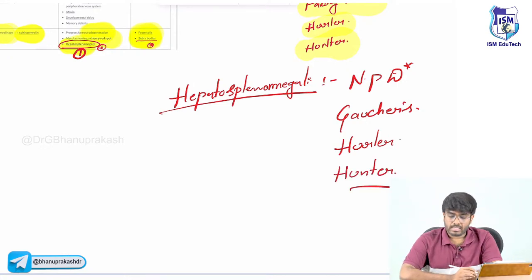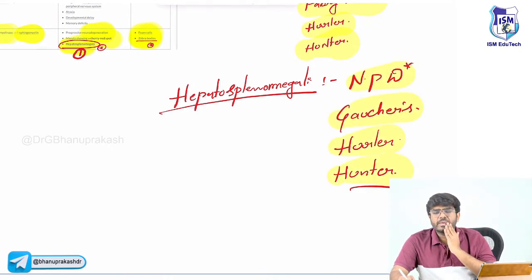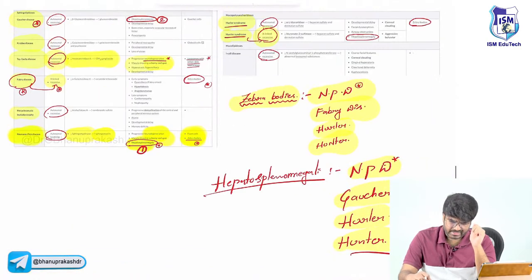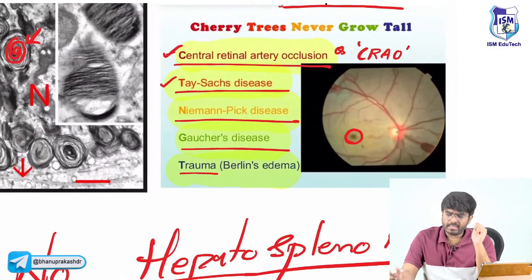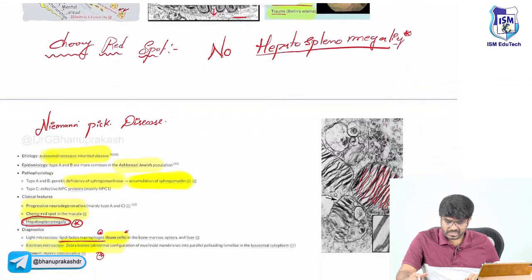Okay, so this is how you have to prepare for your exam. Whenever you see hepatosplenomegaly, they can give a question like this: which of the following lysosomal storage disorders are shown to have hepatosplenomegaly? Niemann-Pick disease, Gaucher's disease, Hurler and Hunter. Which of the following lysosomal storage diseases are shown to have cherry red spot? Cherry red spots are seen in Tay-Sachs disease, Niemann-Pick's disease, as well as Gaucher's disease. Three. So done, sir.